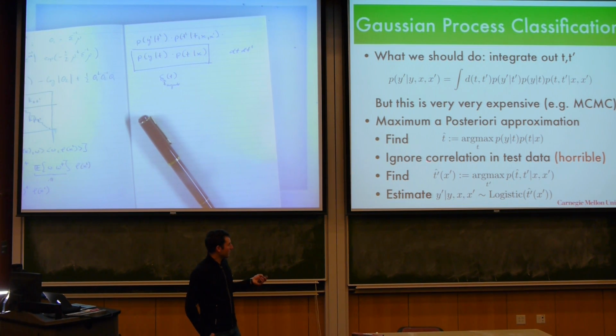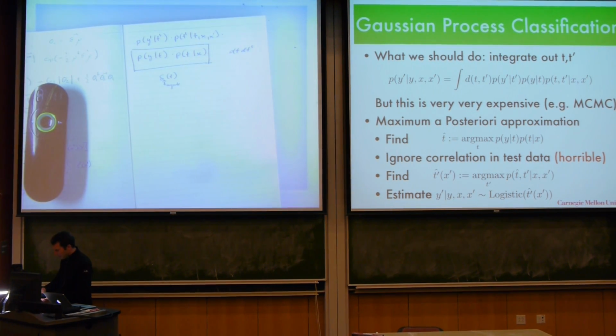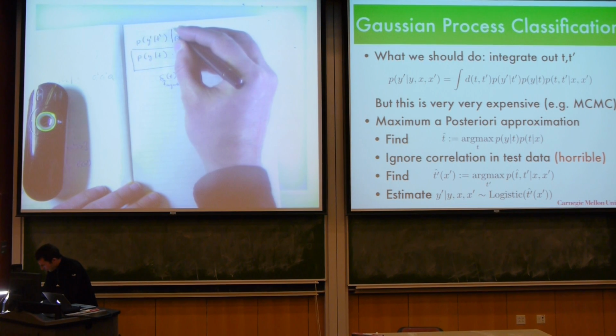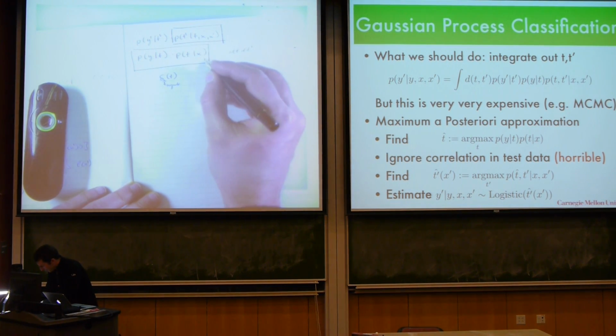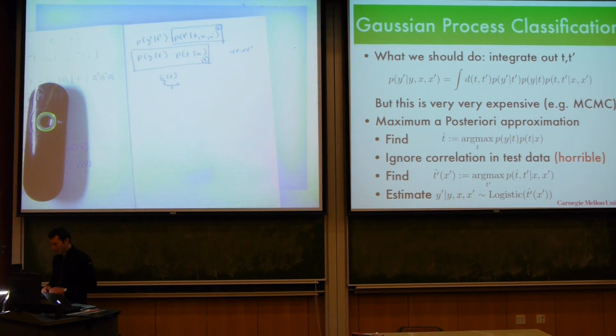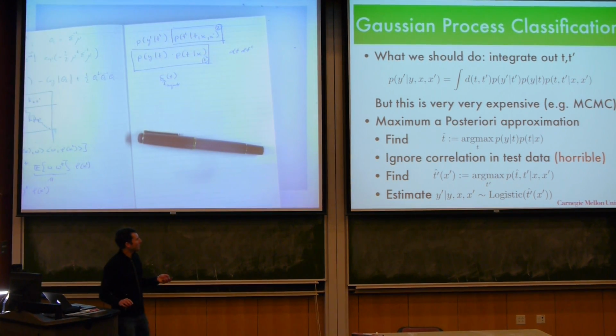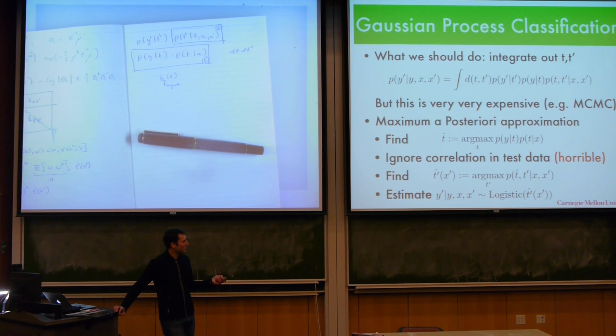Of course, it completely ignores the correlation in the test data, so this is really bad. Then you go and find t prime as the argmax of p of t hat given t prime, times p of t hat and t prime given x and x prime. So that's another approximation here, right? We are going to just zoom in on this block. So this is block number 1, this is block number 2. And we find p of t prime given t hat. And only then we deal with the poor y primes given t primes, and we'll just say, hey, this is from a logistic.